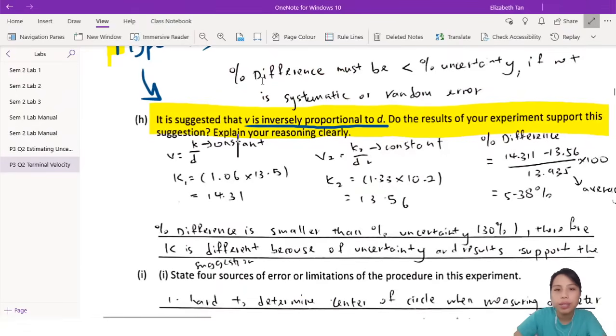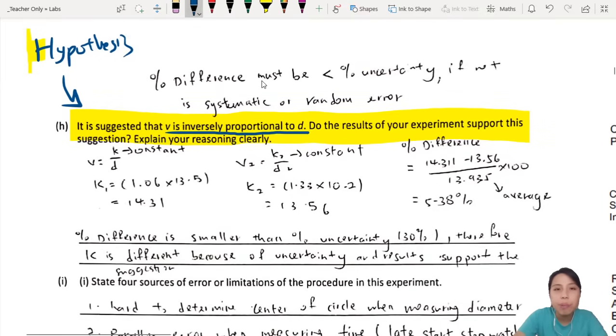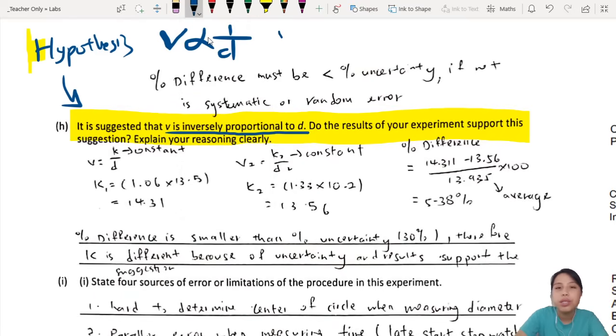Okay, back to the student. So here they suggest the hypothesis: V inversely proportional to D. When you see inversely proportional, it means V should be inversely proportional to D. That's the hypothesis they propose. But how do you know if it's true or not? You have to create an equation V equals K over D, and you need to compare K. So rearrange: K equals DV.